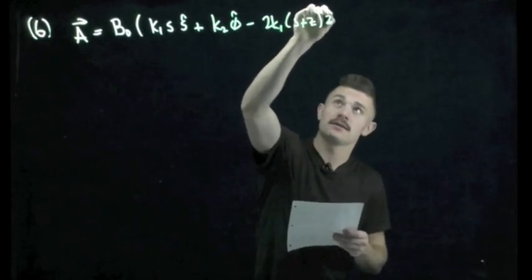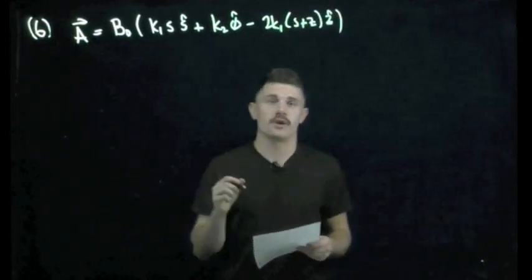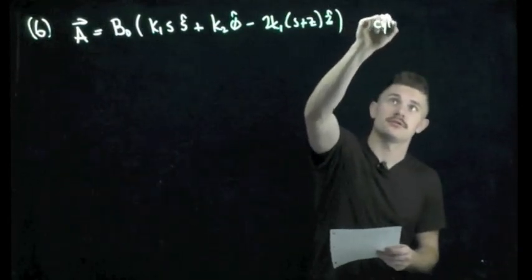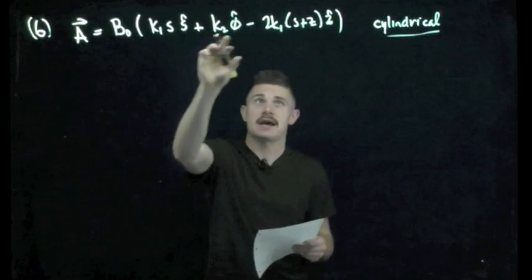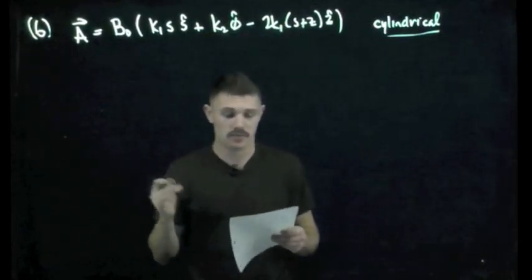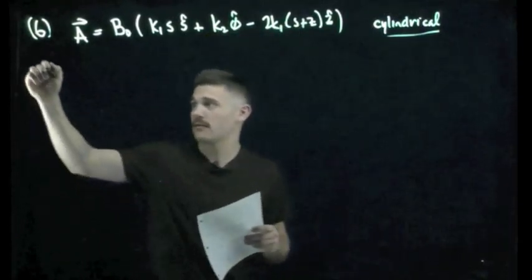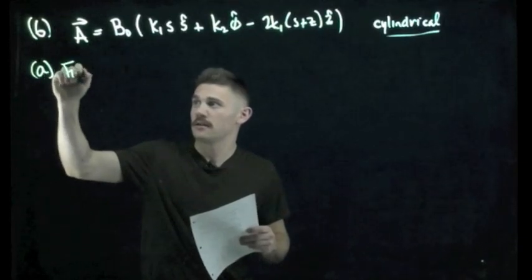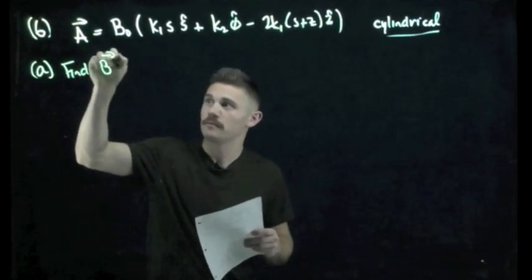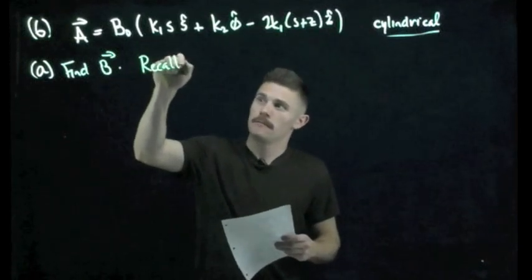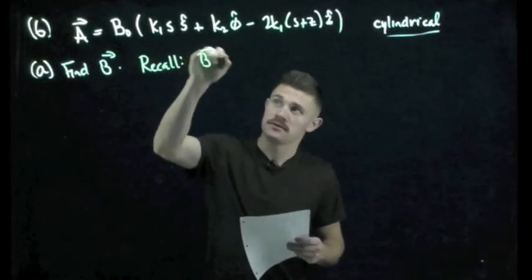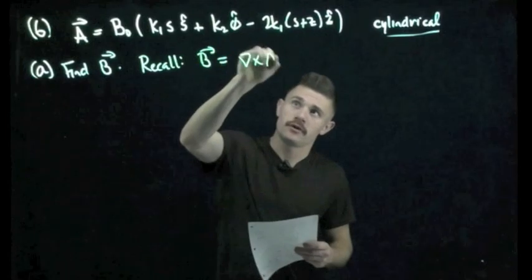in Z hat. So given this vector potential, which right away we can see is in cylindrical coordinates because of the S hat, the phi hat, and the Z hat. So that's going to be important coming forward. And then we have part A says find the magnetic field B. So we recall right away that B is equal to the curl of our vector potential.